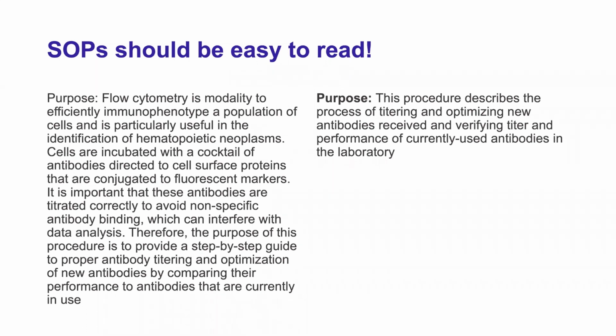I'm a hematopathologist and we have a flow cytometry lab where I work. If we were going to write an SOP on how to titer antibodies for our flow cytometry assays, we wouldn't want to include a bunch of background about what flow cytometry is or the methodology of the test. The purpose should really be: this is the reason we're doing this test, to titer and optimize new antibodies that are received and verify the titer performance against currently used antibodies in the laboratory. So remember, just include the detail that's needed to perform the test.